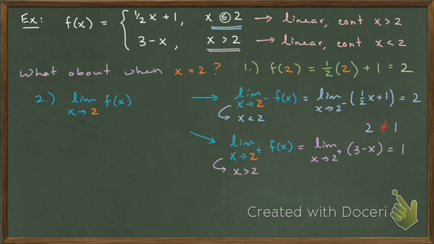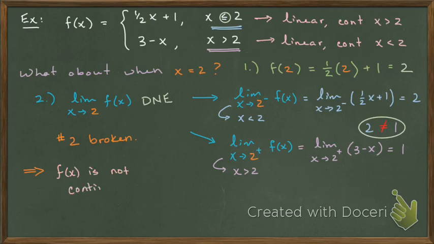The left and right-sided limits then are different. This means that the overall limit as x approaches 2 of my function here does not exist. Criteria number 2 is broken. So what I've got here is a function that's not continuous at x equals 2. I might be able to remove the discontinuity, but in general, this function is not continuous at 2.